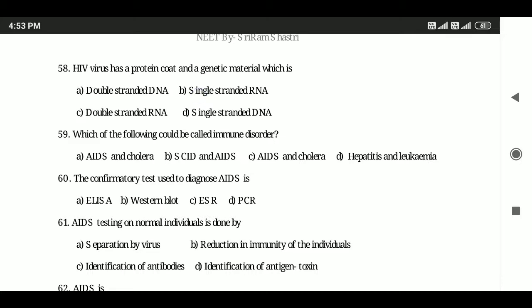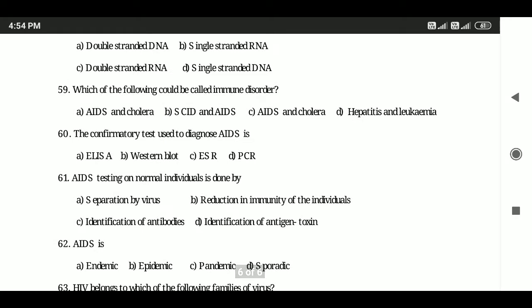Which of the following could be called immune disorder? AIDS and cholera, SCID and AIDS, AIDS and cholera, hepatitis and leukemia. The answer is SCID and AIDS. Severe combined immunodeficiency, SCID, is also an immunity disorder, and AIDS is also an immunity disorder syndrome. So both in B, SCID and AIDS, are immune disorders, whereas the other ones are not immunity related. Only AIDS is the common one in them.